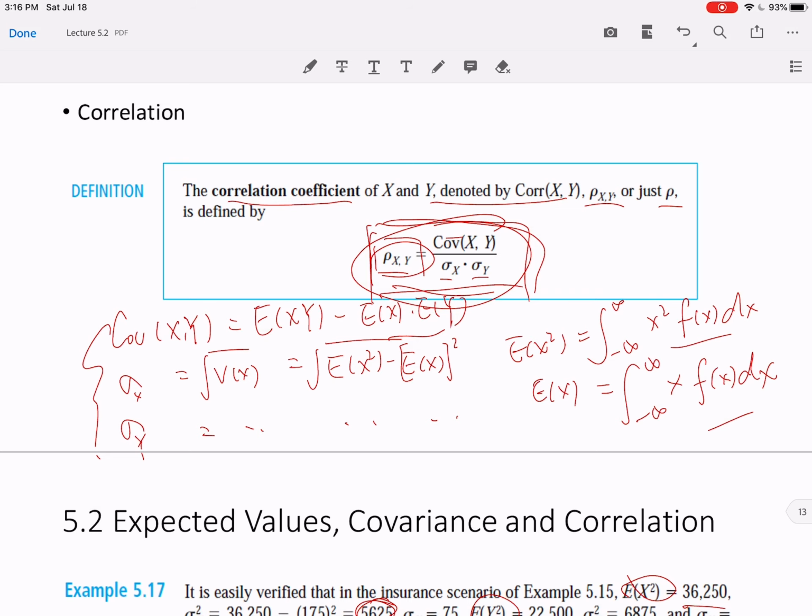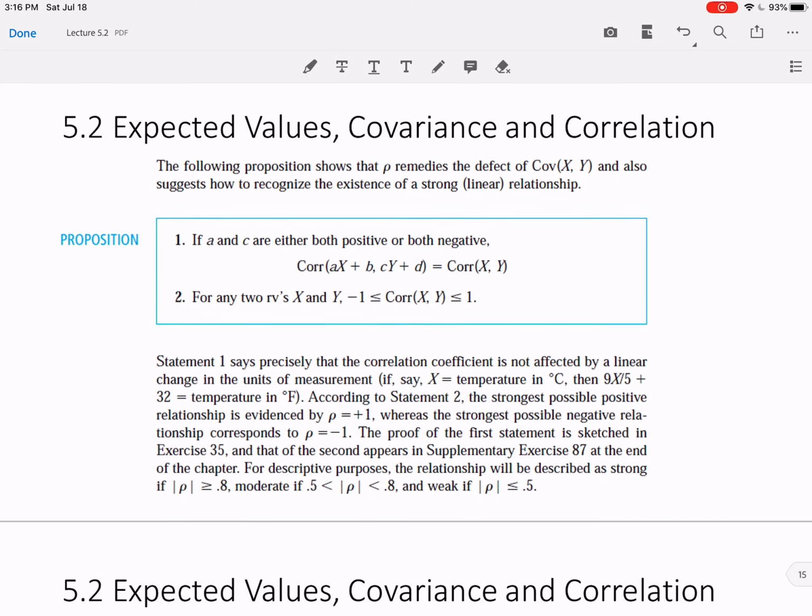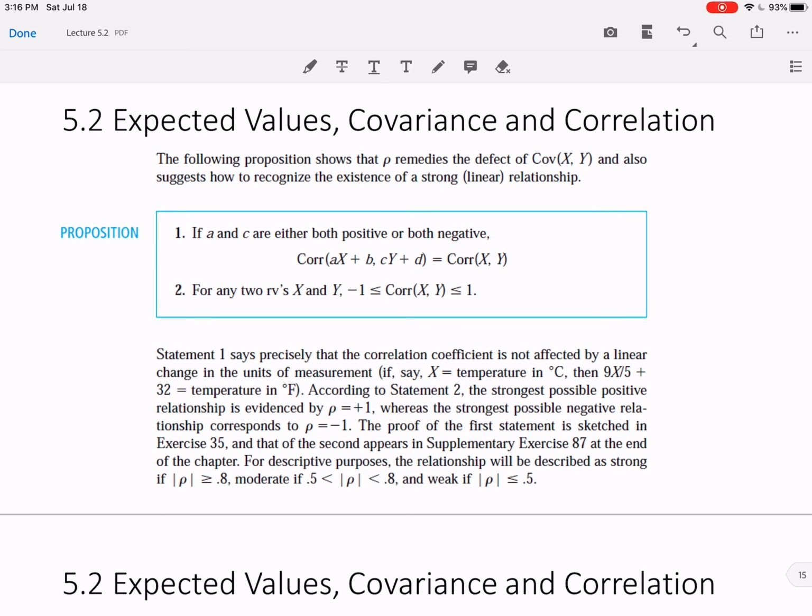Now, once we know how to calculate the correlation coefficient, let's take a look at how the correlation coefficient will explain the relationship between those two random variables. So the following proposition shows that rho remedies the defect of covariance of x y and also suggests how to recognize the existence of a strong linear relationship.